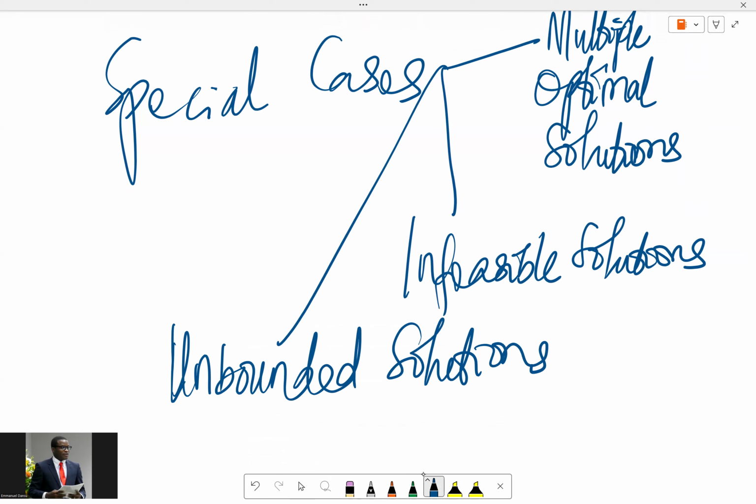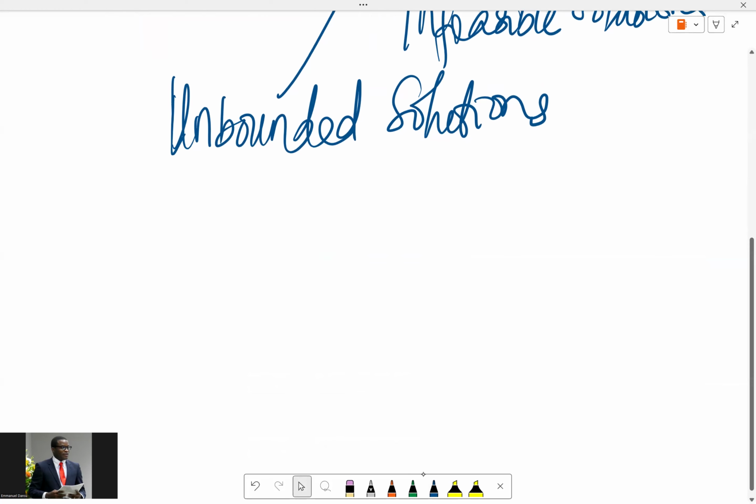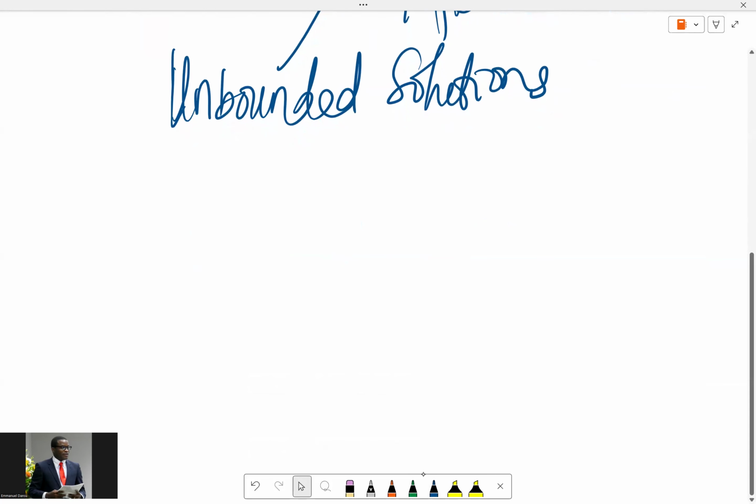So let's see what this is about. In the case of multiple optimal solutions, we talked about the possibility of having two or more optimal solutions, giving us the same maximum or minimum value of the objective function. An infeasible solution, no solution at all. Now, talking about unbounded solutions, let's see what that is.